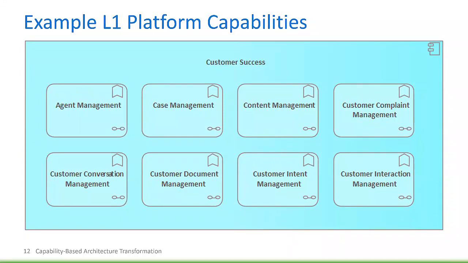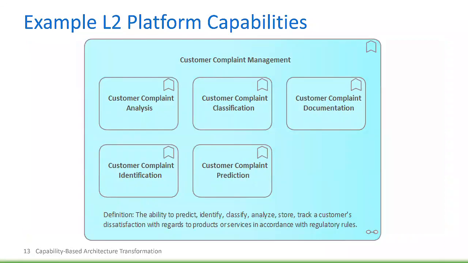And so these would be the top level L1 capabilities for this particular platform. And then just to show you, in this case, I think we just went down mostly to L2. I think we went to L3 in a couple places. Here are the L2 platform capabilities for one of those top level capabilities, customer complaint management.